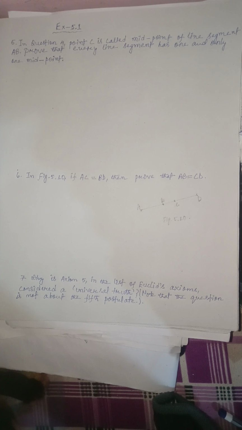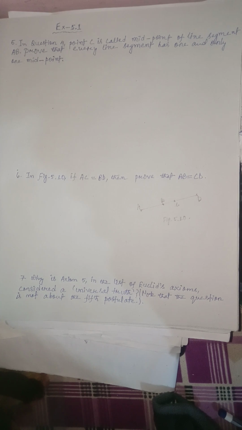And after that we have, in figure 5.10, if AC is equal to BD, then prove that AB is equal to CD. And in 7 we have, why is Axiom 5 in the list of Euclid's axioms considered a universal truth? Note that the question is not about the fifth postulate. These are the three questions we need to solve today.